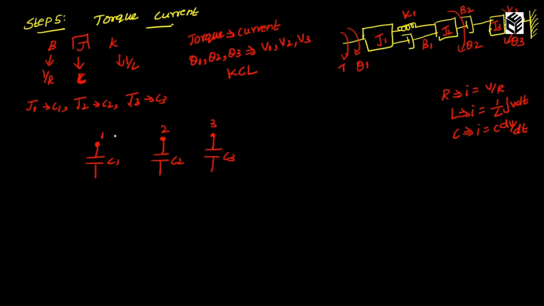We check what are the elements connected to C1. So to the C1 we have torque alone. So torque is replaced as current. Therefore to C1 I am connecting a current source and naming it as I of t.